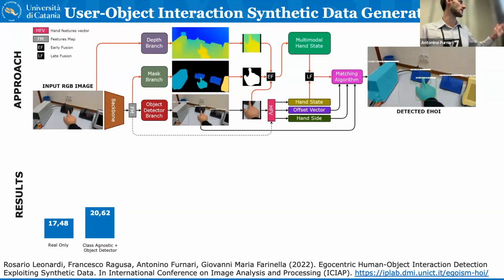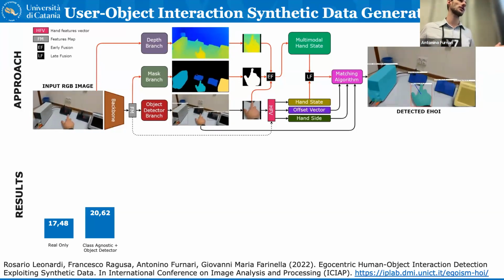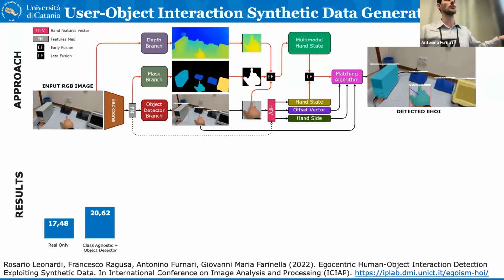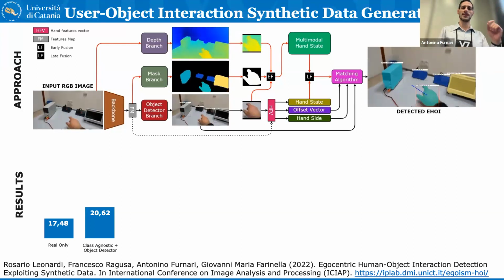But if you actually take this approach, we use the class-agnostic algorithm, which tells you you are in contact with an object, but I don't know what the class is because I don't know anything about the domain. And then we train an in-domain object detector, and we try to fuse these two. We have an improvement, but it's by 3 percentage points.